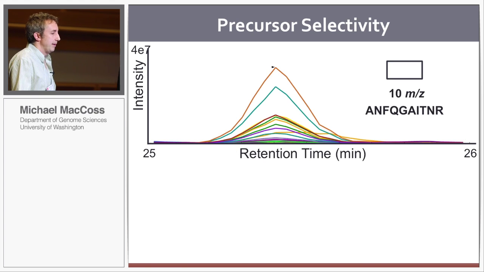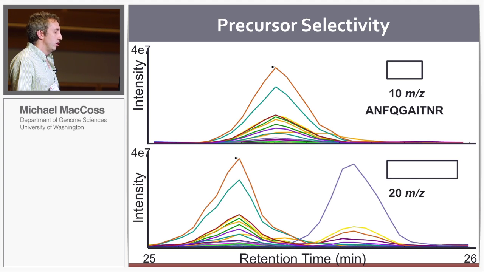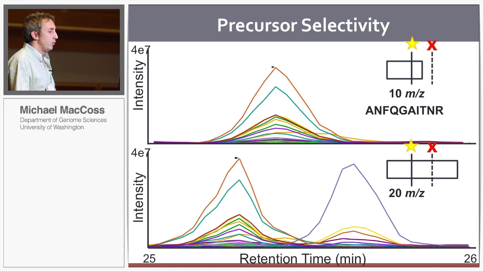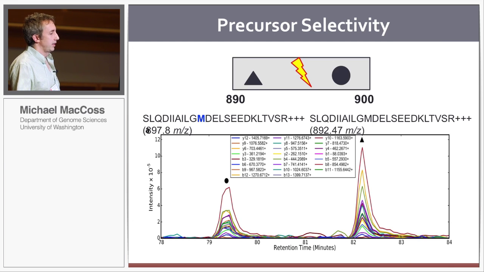Just to give you another example, here's this same peptide again, shown on the chromatographic time scale. If you open it to 20 m/z, here's that same peak, but then you have another component here, and it becomes very hard to distinguish between the two. They're both within the 10 m/z wide window. The other interference is outside this window, and with a 20 m/z wide window, they're both measured simultaneously.